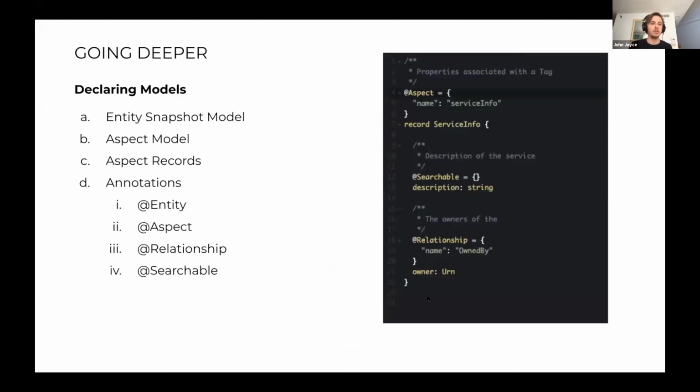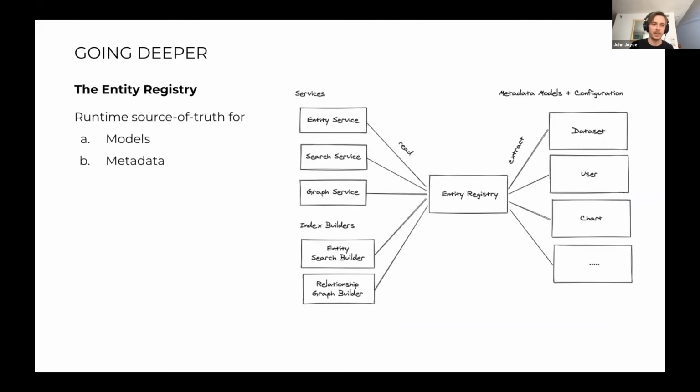So I'm going to go quickly over this because we already talked through it. There's a few slides just going deeper. You can feel free to look through these in your own time. But in a nutshell here, we have 4 new annotations. The entity aspect relationship searchable annotation that we talked about. It's very easy to just define them alongside the model as additional metadata.